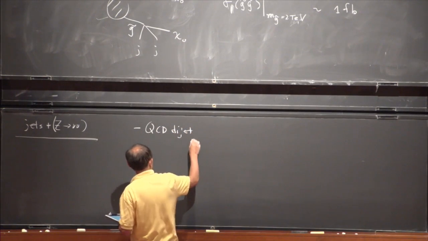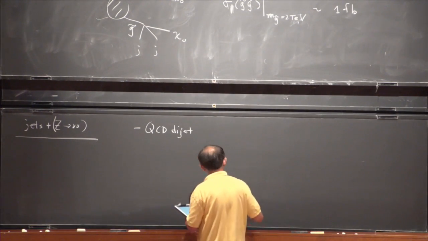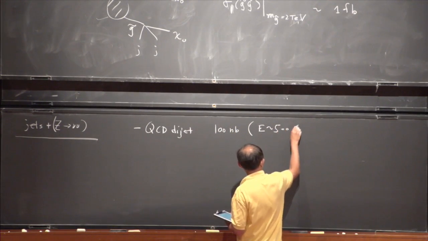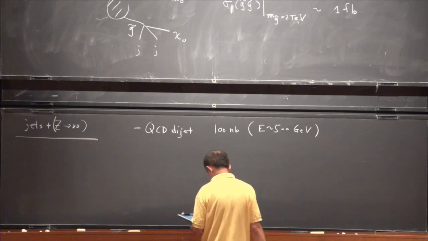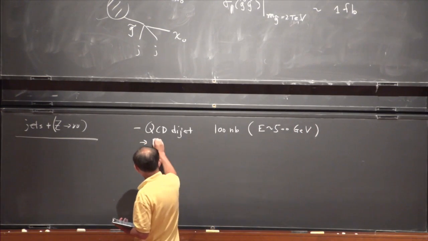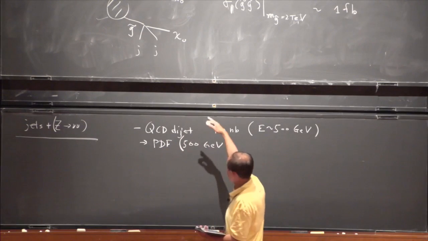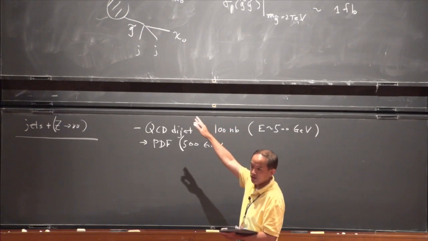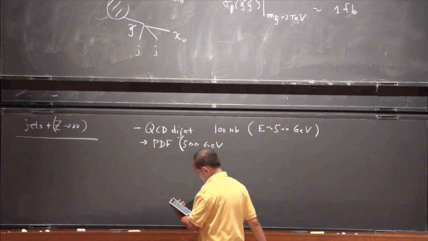So that rate is 100 nanobar over there. This is 100 nanobar at energy roughly 500 GeV. Now I will go down with the PDF, from 500 GeV to the relevant energy of producing these gluinos, or the relevant energy of those jets, and it's about 4 TeV.